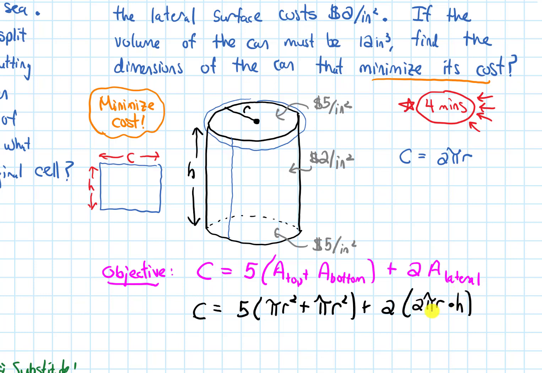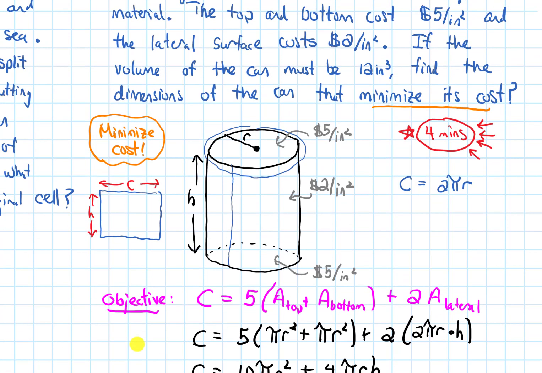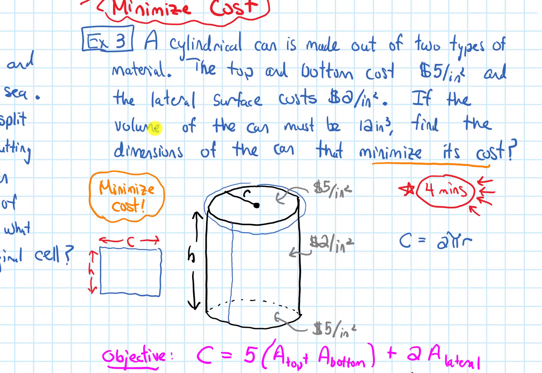Okay, so if I simplify, we get cost equals 10 pi r squared, because in parentheses this is 2 pi r squared. And then when I multiply these 2's, we get 4 pi r h. So that's my objective. Right now it's in terms of 2 variables. I need to get it in terms of 1. So to do that, we need a constraint. The constraint is another equation I get using info in the problem. So the problem also tells me the volume of this can has to be 12.